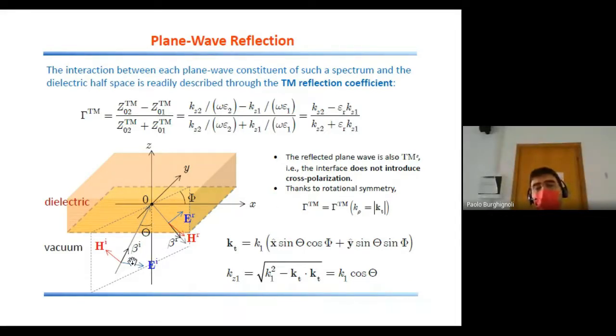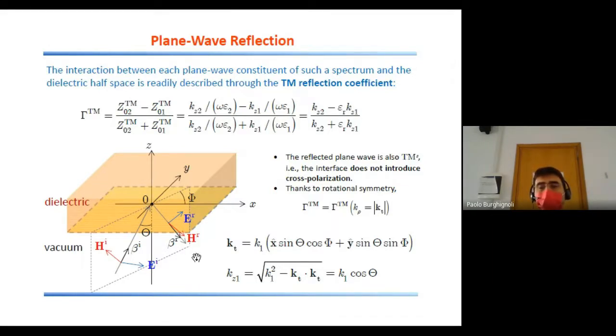Furthermore, as you know, if you have a TM plane wave that is incident on a planar interface, both the reflected and the transmitted waves will again be TM plane waves. So there is no cross polarization. That is because we are considering an isotropic medium, of course. So the problem is quite simple. We just need a scalar reflection coefficient, which depends again only on k rho, which is the absolute value of the transverse wave vector. Okay. This is the way to describe the interaction of any elementary wave with our interface.